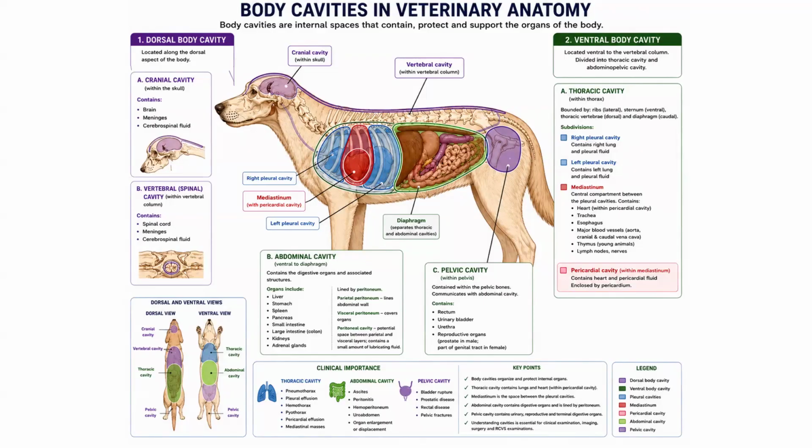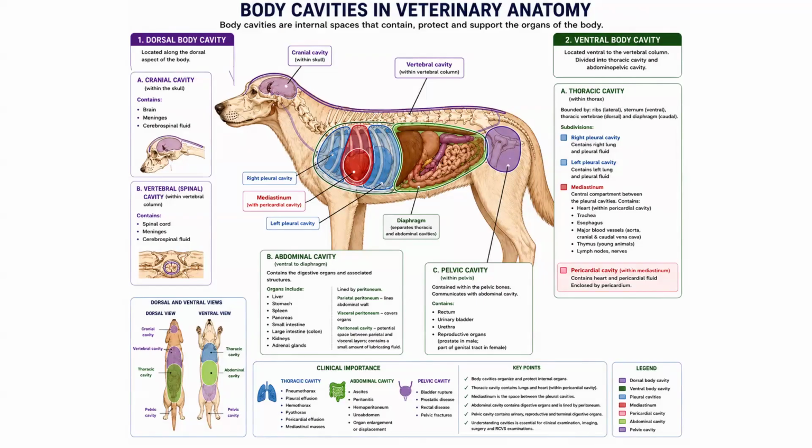Now, there are also other cavities in the body aside from these that I have listed. We have the cranial cavity, but these are not really essential when talking about body cavities in veterinary anatomy. The cranial cavity is found within the skull. When you hear the word cranial, you know it means towards the skull from our description terms.